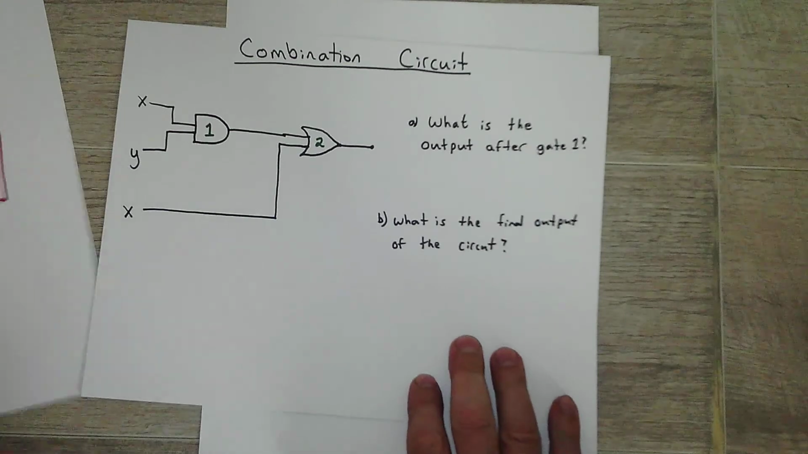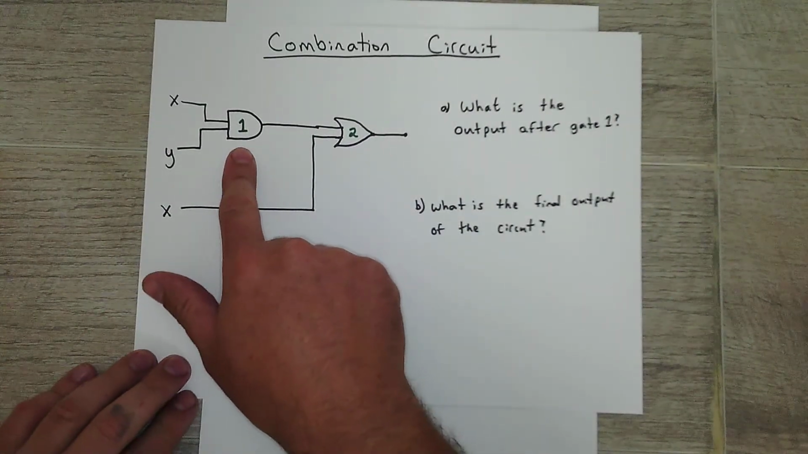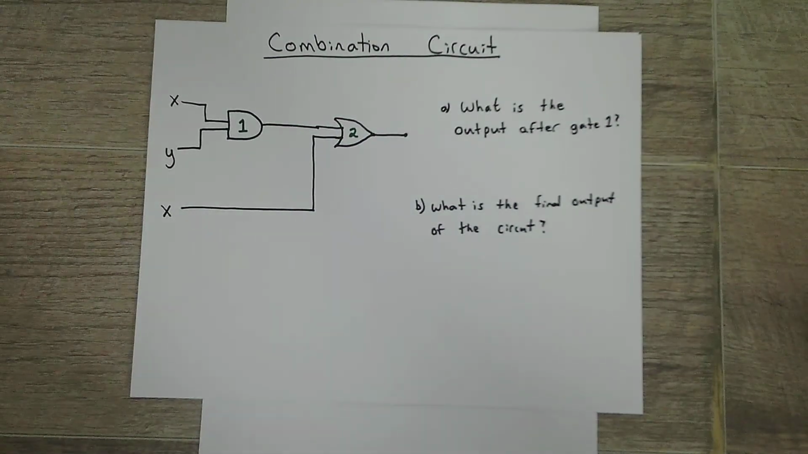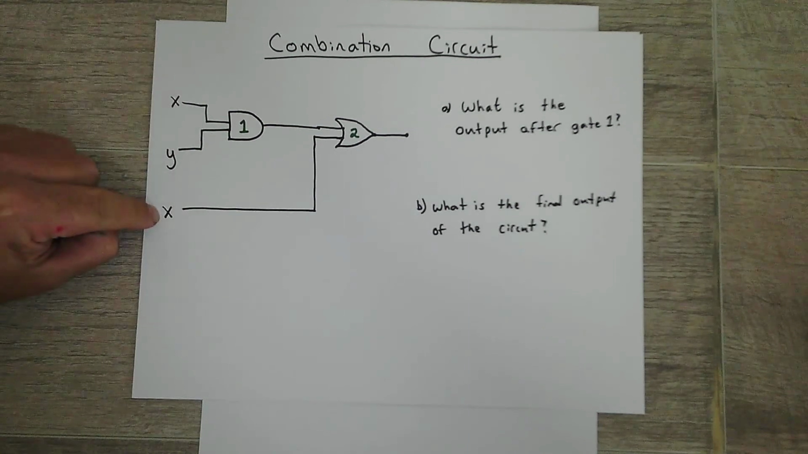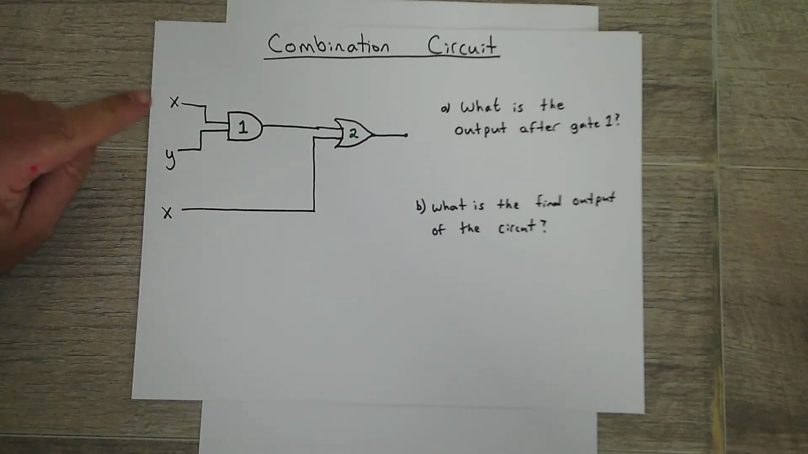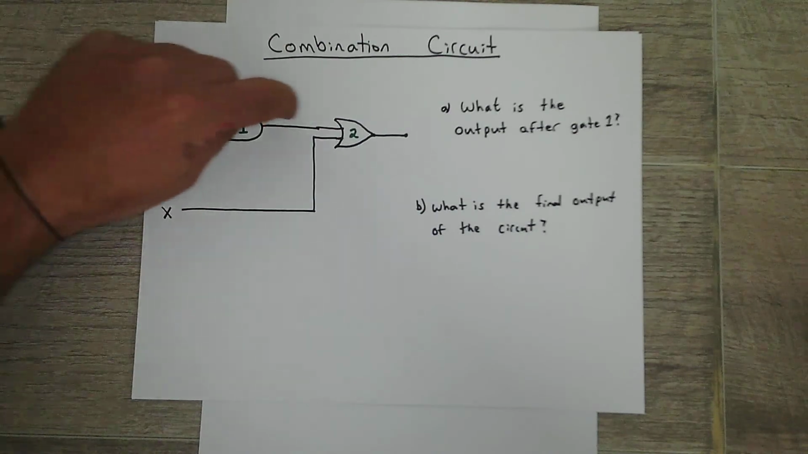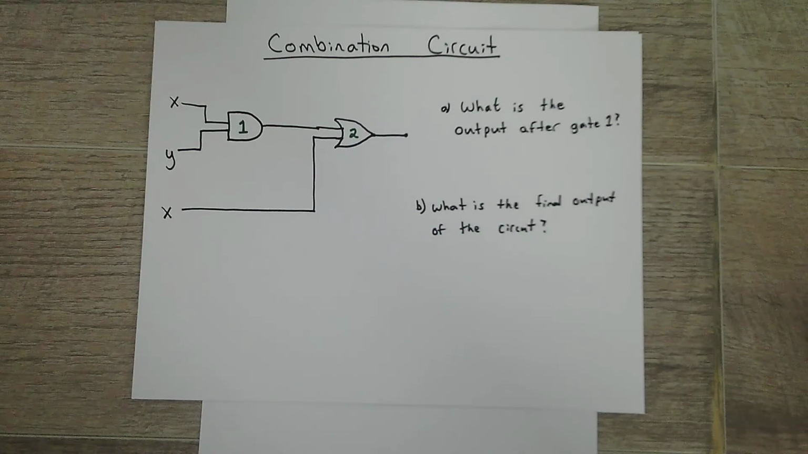Alright, so for today, here's a combination circuit. So you can see we have an AND gate and an OR gate. So this is a two input circuit, so we only have X and Y's. Now if you're wondering why this X is down here, it's just easier to do it that way rather than trying to do another line coming off of X into here. That way you don't get multiple lines overlapping.